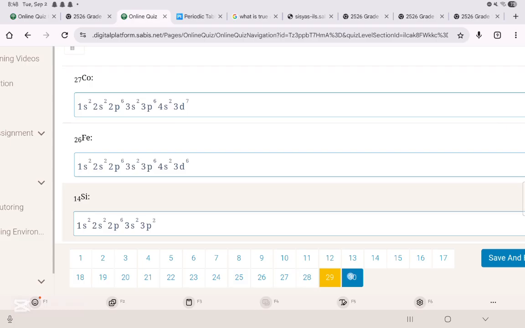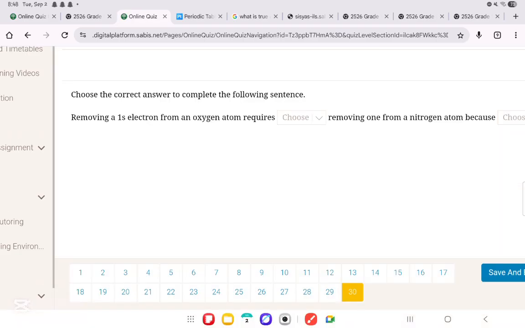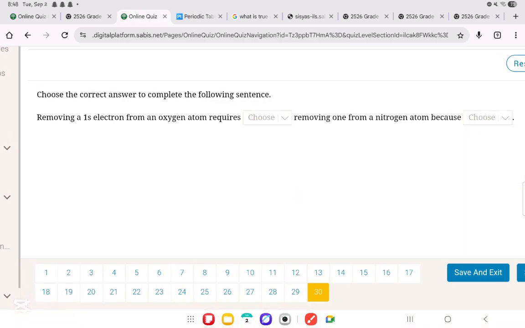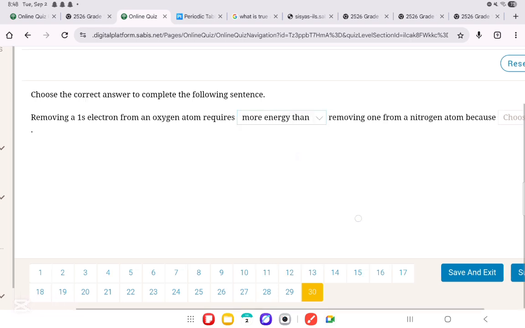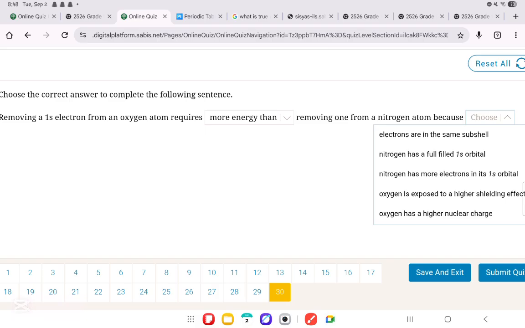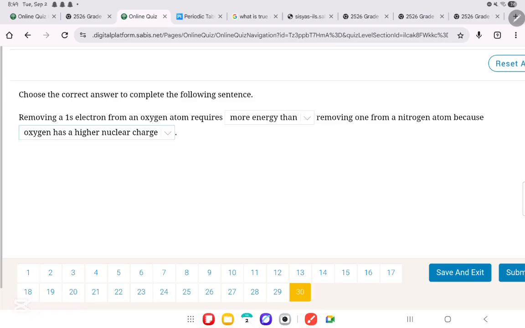Now let's move on to the final question. They said, removing a 1s electron from an oxygen atom requires more energy than removing one from a nitrogen atom. Why? Because oxygen has a higher nuclear charge. Now, what do they mean by this statement? Removing a 1s electron, meaning the electron that's closest to the nucleus.